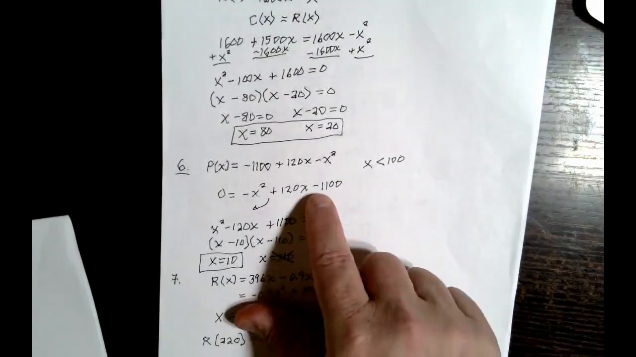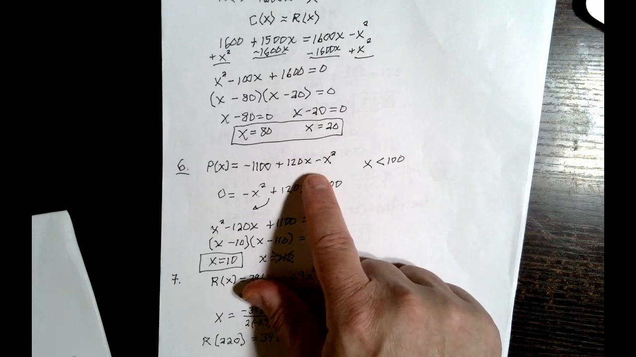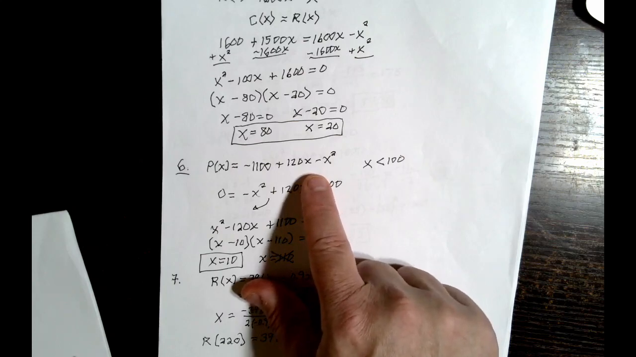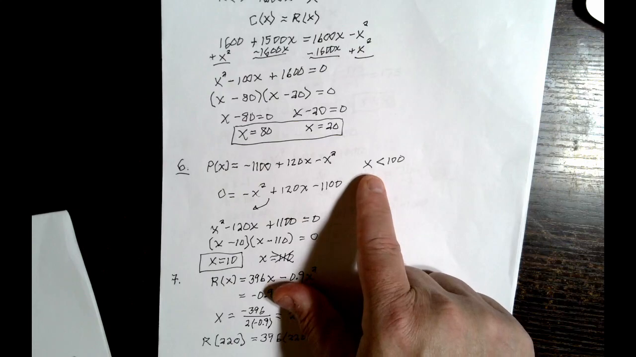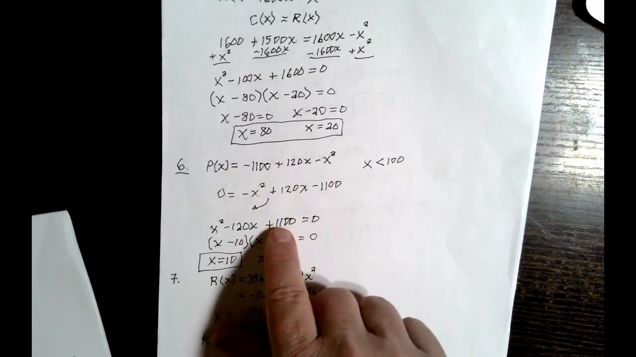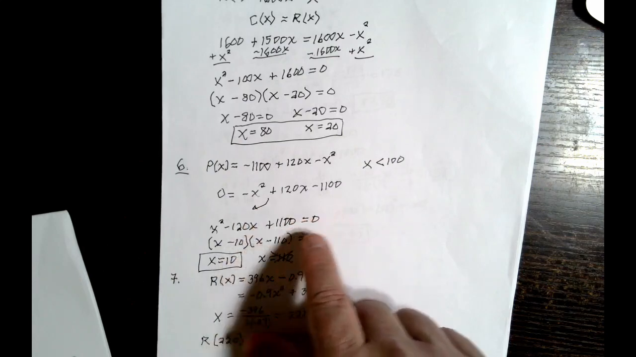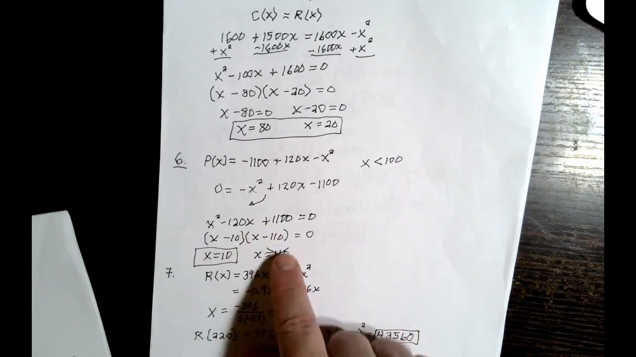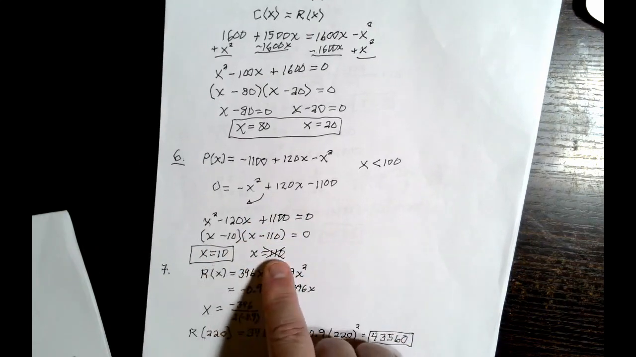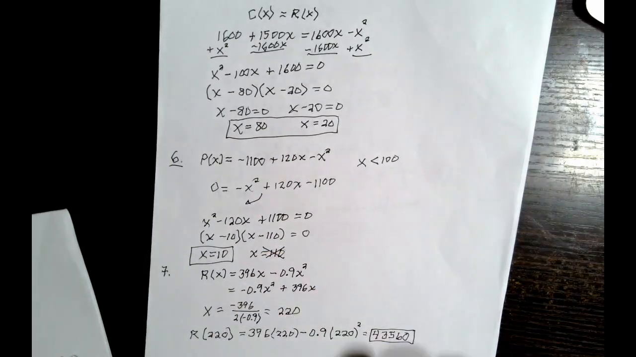Number 6, profit is given by this function, and you're limited to less than 100 for x. So I wrote it in descending order, set it equal to 0, that's how you find the break-even point. Throw everything to one side and factor, and you get 10 or 110. Well, you got to throw out the 110 because your factory can't produce that many.